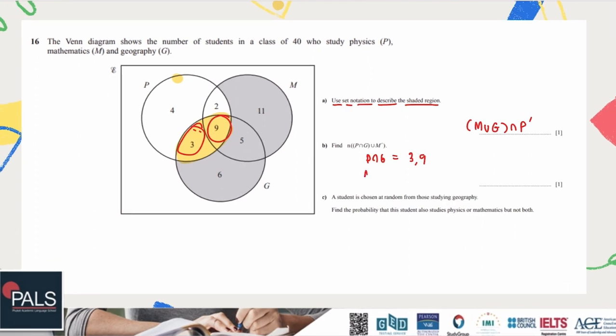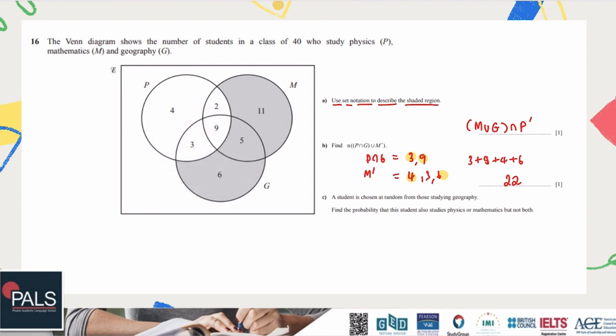So what is M prime? M prime is not M. What is not M? It's 4, 3, and 6. So this one we plus this. It's 3 plus 9 plus 4 plus 6. So the answer is 22 students.